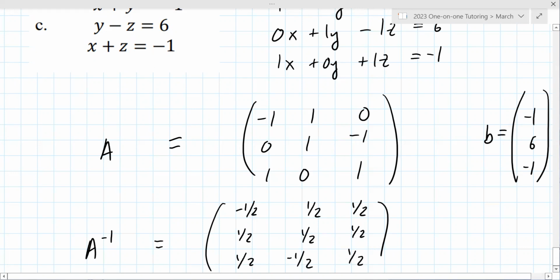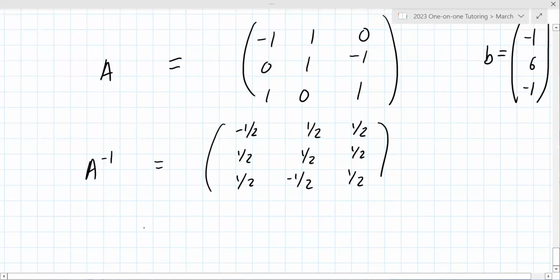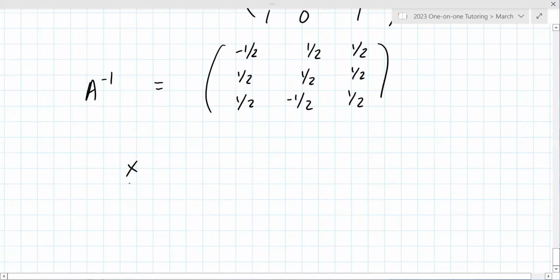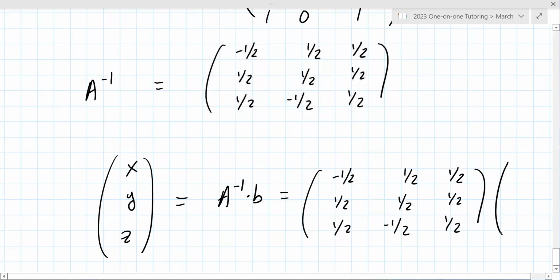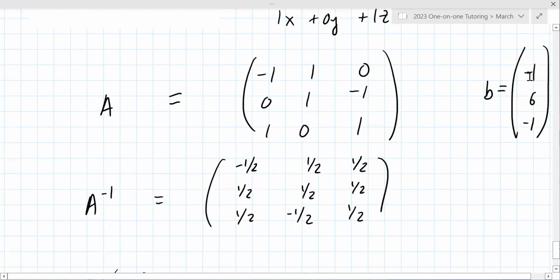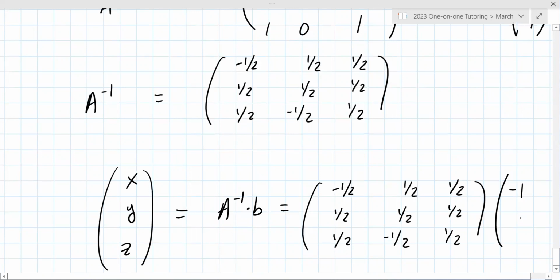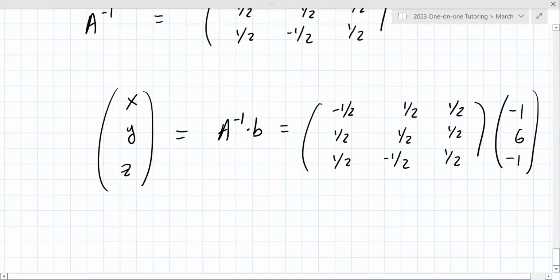So your solution to finding x, y, and z, after you find the inverse, and this is how you show your work, is A inverse times B. You can show that by grabbing the inverse, and then you multiply by those numbers on the right-hand side, -1, 6, and -1. And then you get your answer. You can just do that in the calculator, but this is how you show the work to convince them, and that's what they're looking for.